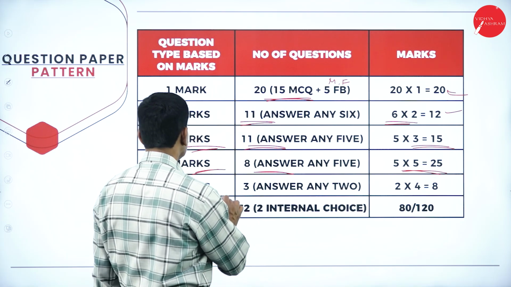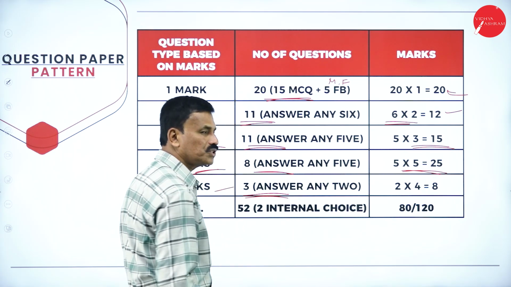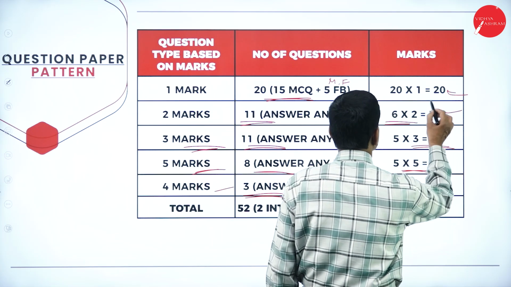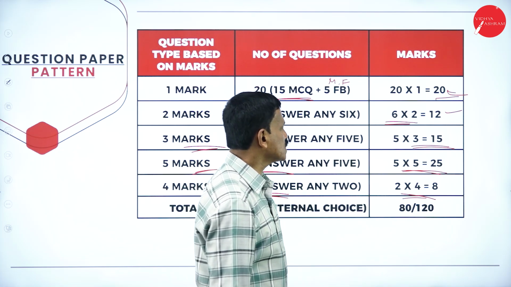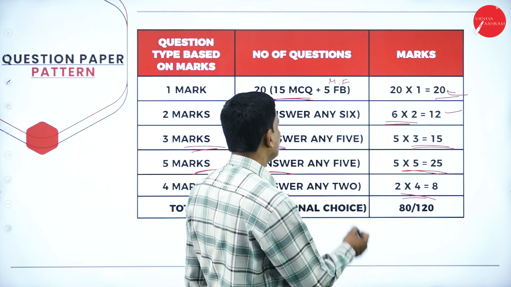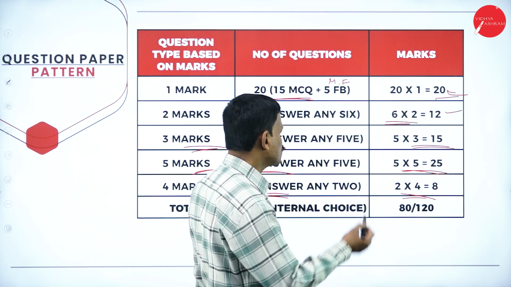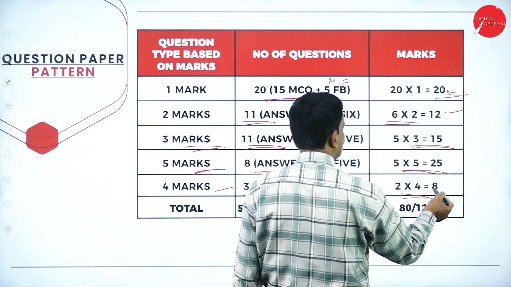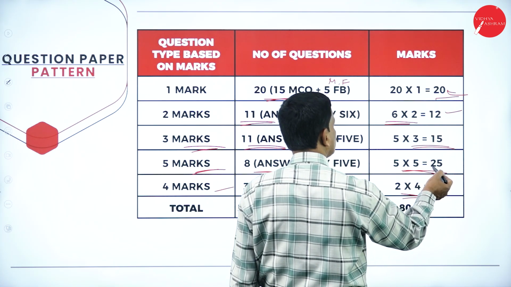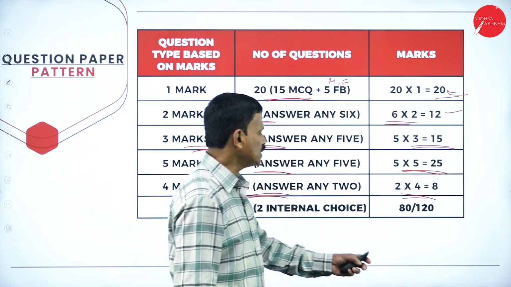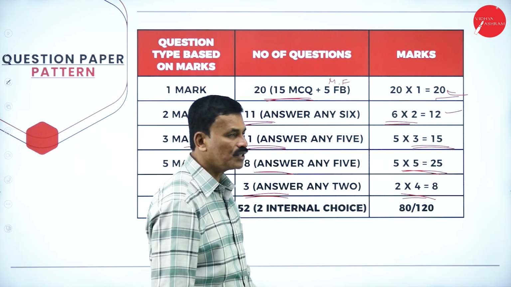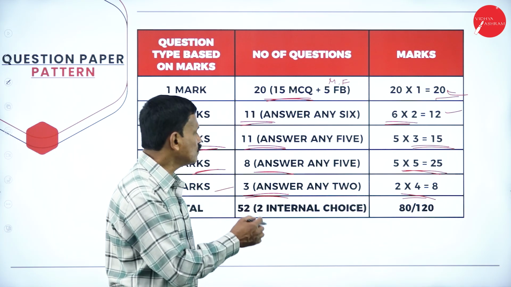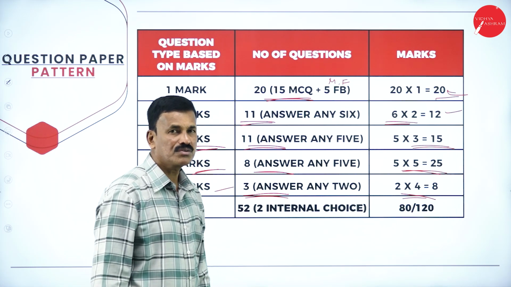And the last part is part E. In this, you are going to answer any 2 questions out of 3. That is 4 mark questions. 2 into 4 is 8. So, 1 mark questions 20, 2 marks questions 6, 3 marks questions 5, 5 marks questions 5, 4 marks questions 2. So, totally 80 marks plus 20 internal marks. 20, 32, 32 plus 8 is 40, 50, 65, 70, 80. Totally 80. So, out of 120 marks, you are going to answer for 80 and the remaining 40 marks is the choice. The choice is from 2 marker, 3 marker, 5 marker and 4 marker questions, right.